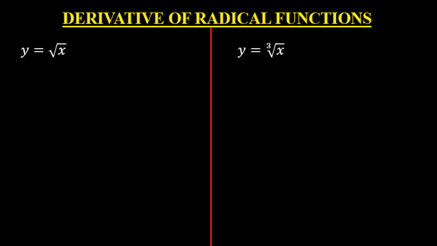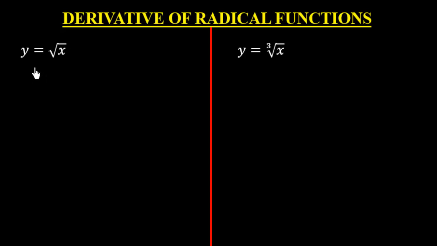In this video, we are going to look at how we can find the derivatives of radical functions. Now, when we talk of radical functions, they are functions that find themselves under root sign. The root could be square root, cube root, fourth root, fifth root, and so on. So we have here y equals square root of x.